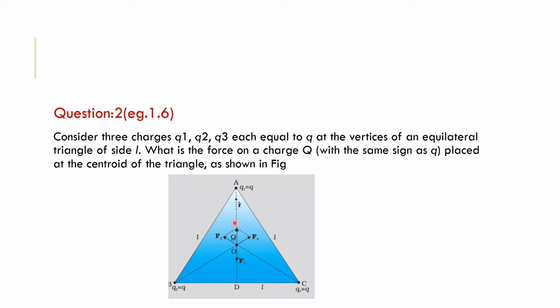So to find the magnitude, you can directly apply Coulomb's law, 1 by 4 pi epsilon naught Q1 Q2 by R square. Like that you can find out F1, F2 and F3 separately. Then the resultant of F2 and F3 you have to calculate using the parallelogram law. And finally you have to find out the net force acting on Q by adding F1 and F23, the resultant of these two. That's the procedure. So let us understand it.